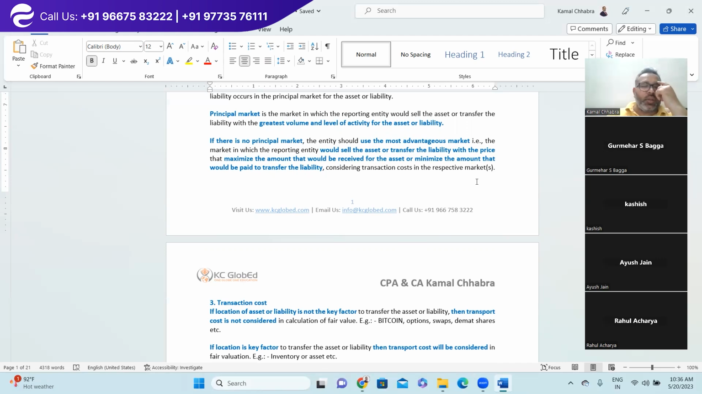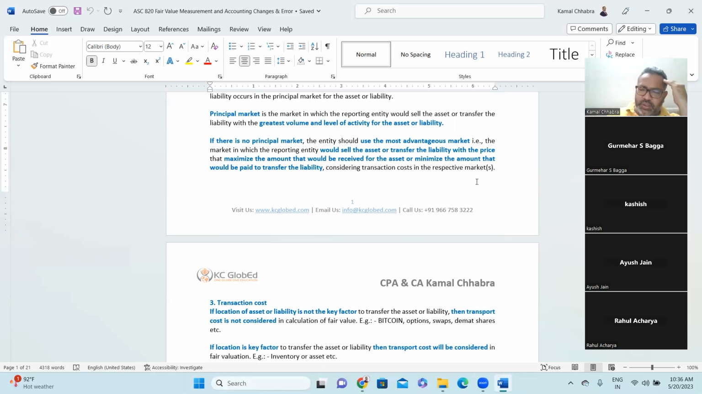Yeah, very true. So maybe another example I can share with you. For example, Reliance company has shares which are traded on the stock exchange. They are listed on the Bombay Stock Exchange, and let's assume they are also listed on the New York Stock Exchange. But in the Bombay Stock Exchange, transactions are more frequent and higher in volume, and in the New York Stock Exchange, transactions are very limited, once in a while. So for the share capital of Reliance, which market would be considered the principal market? Bombay Stock Exchange or New York Stock Exchange?